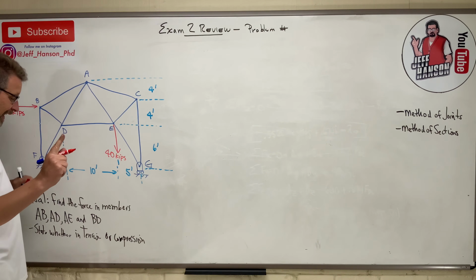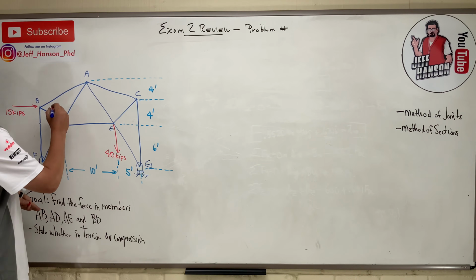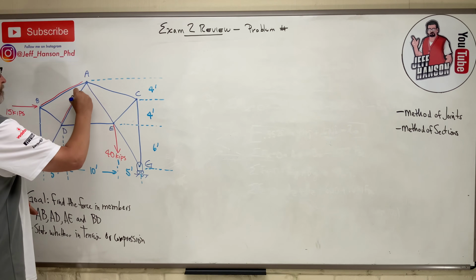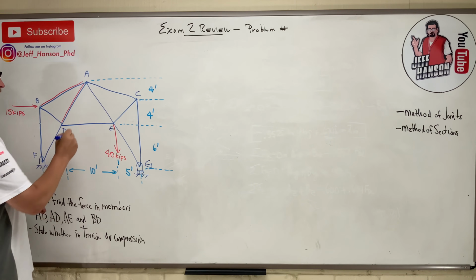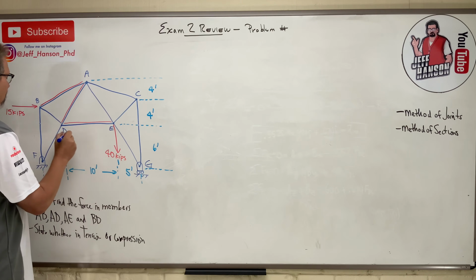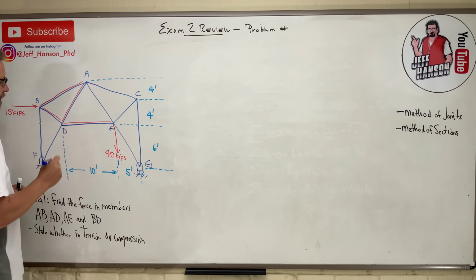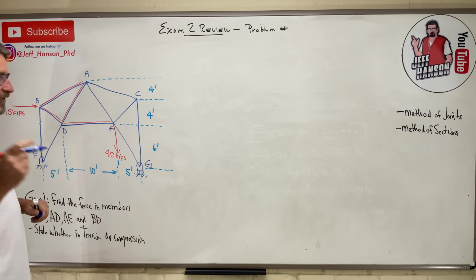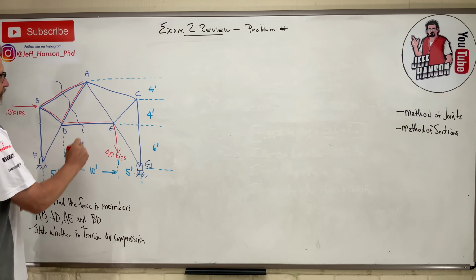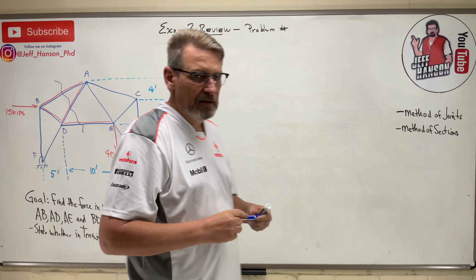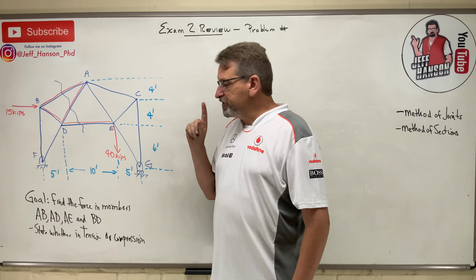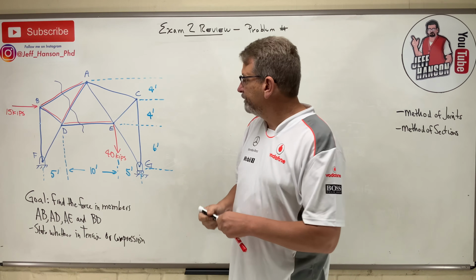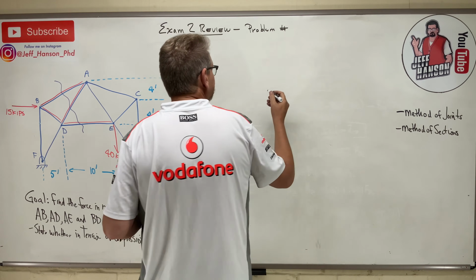So let's first highlight what we're looking for, AB, AD. So that's this guy and this guy, and AE and BD. So right off the bat, I am seeing my cut line for the method of sections. I think I cut it right through there, don't y'all? So step 1, find global equilibrium. So let's do that real fast. So global EQ.